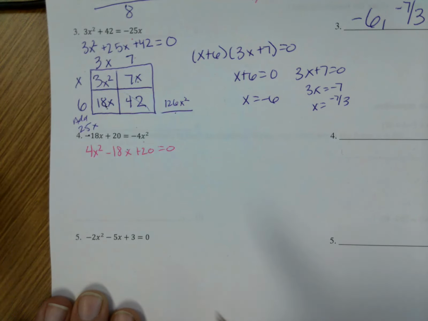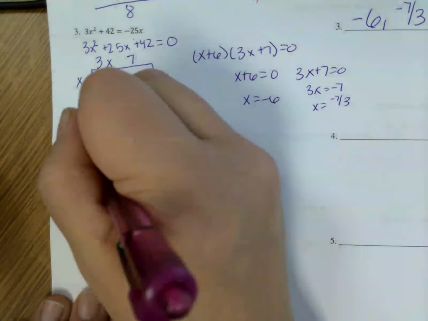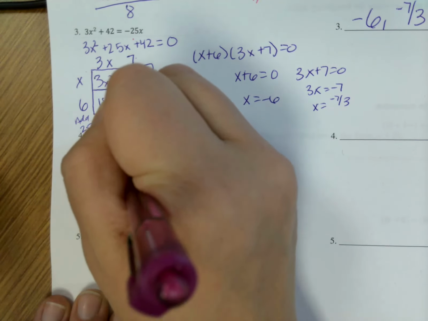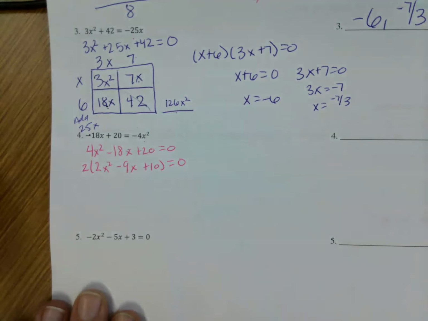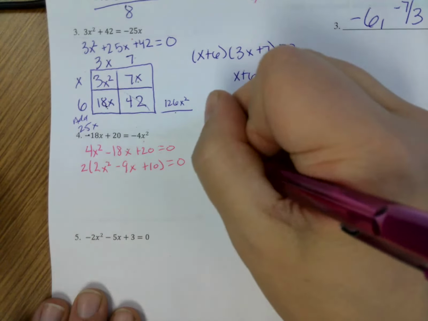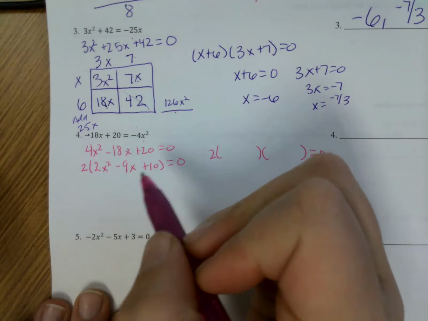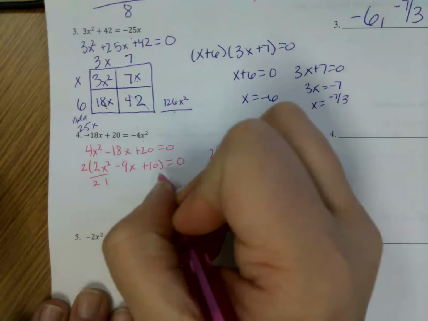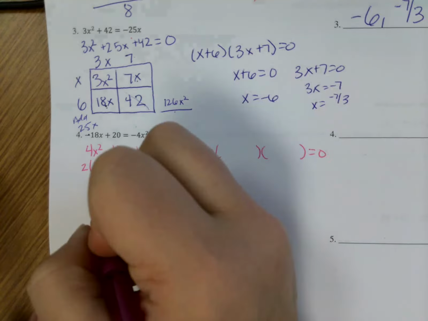First thing I notice is that all of these are divisible by 2, so I'm going to factor out a 2. This is 2x squared minus 9x plus 10 is equal to 0. Now I'm trying to get it to look like something like this. When I'm going to guess and check, my only options for 2 are 2 and 1, and for 10, 1 and 10, and 2 and 5. So I'm going to guess and check.